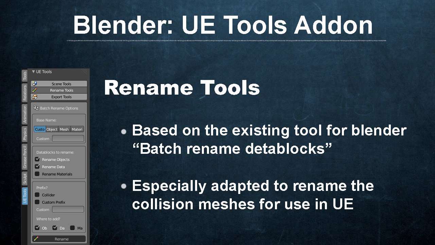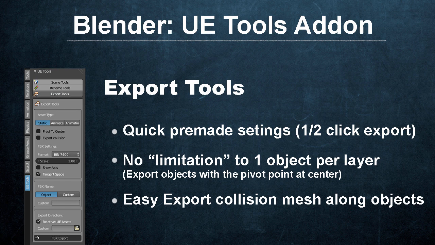Then I have rename tools. These tools are based on the existing Blender tool called batch rename data blocks. It's a really cool script, but I prefer to have it in the tool shelf instead of as a modal operator. So I rewrote it to have it here, and I also included some options specially adapted to rename the collision meshes for use in Unreal Engine. You will see later.